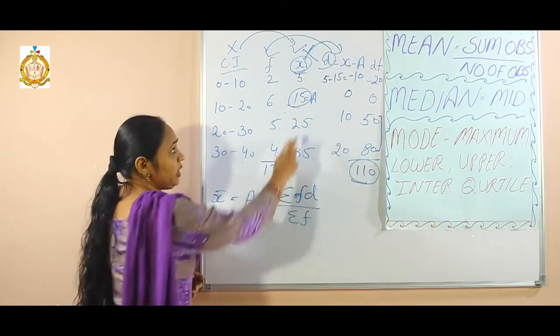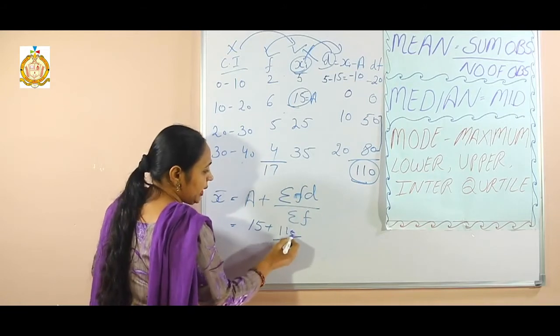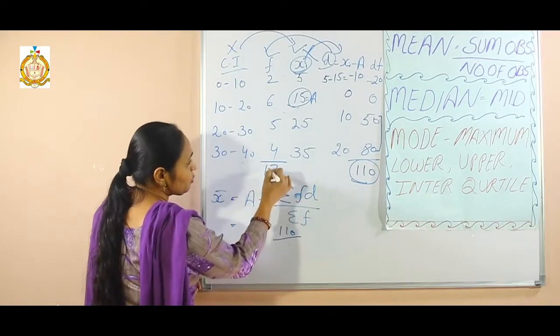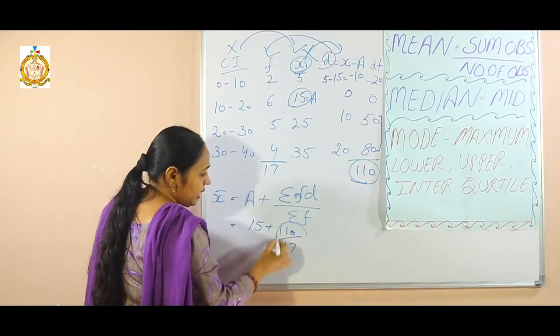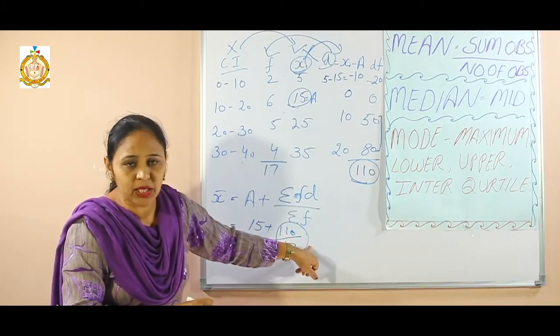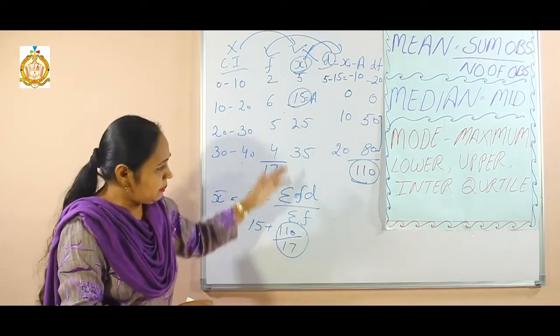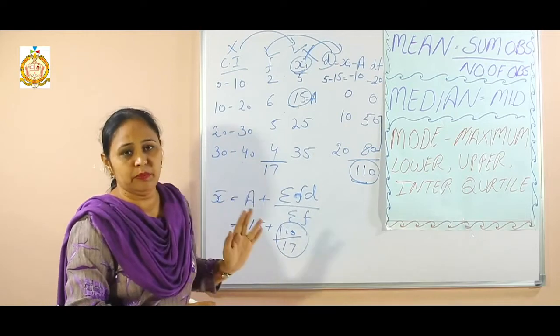Now the value of A, which I assumed is 15, the summation is 110, and the frequency sum we found is 17. We have to divide 110 by 17, it becomes a decimal value, then I can add that decimal value to the 15. It becomes our mean by the assumed mean method.